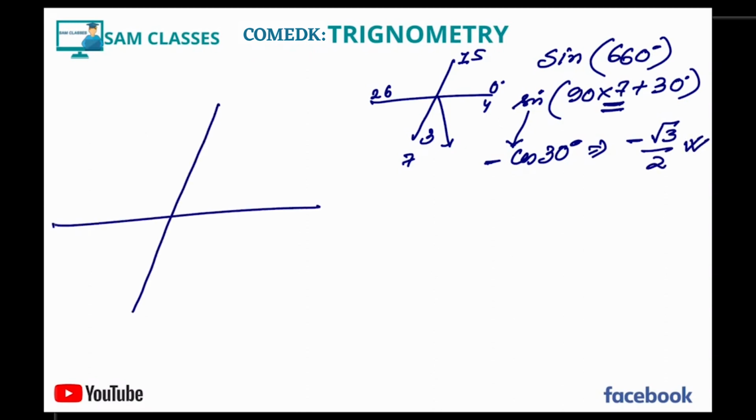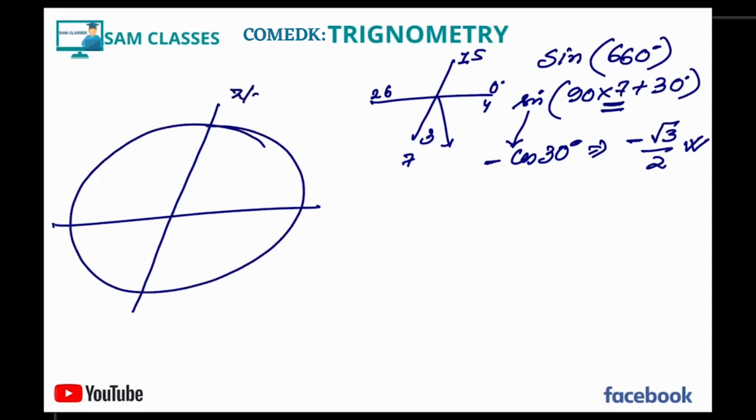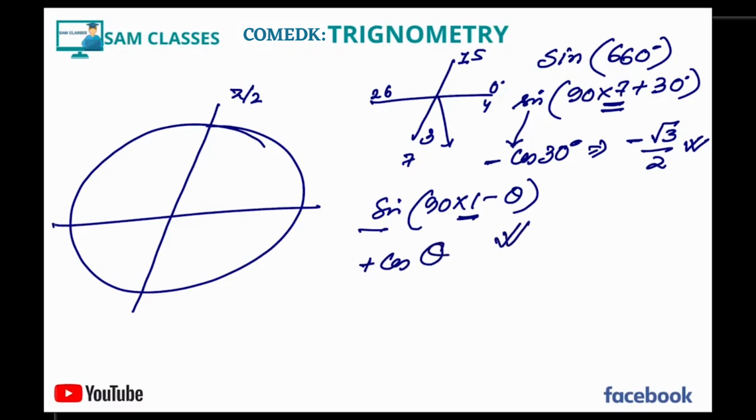Now what about the values which we need to find? Sometimes we say we add pi by 2 plus theta, pi by 2 minus theta. So if I do sine of 90 into 1 minus theta, see, we already learned this formula. But 1 means what? It will change to cos, and sine in the first quadrant is positive, so positive, and then theta. So you can use this formula and you can solve it out. All of it you can solve out.